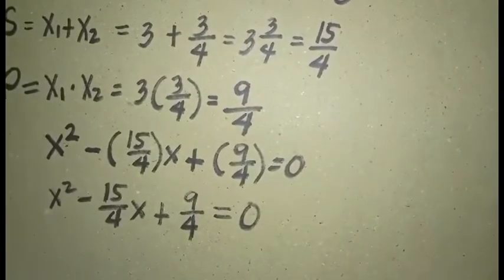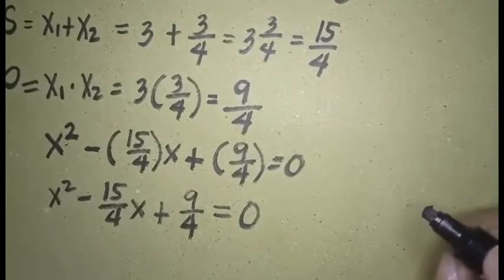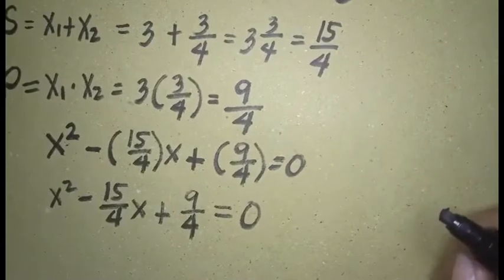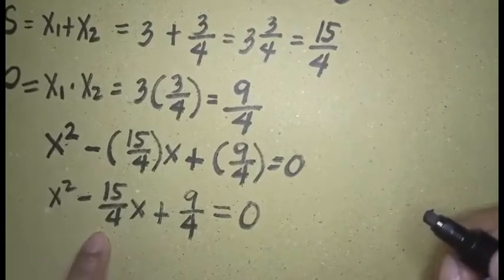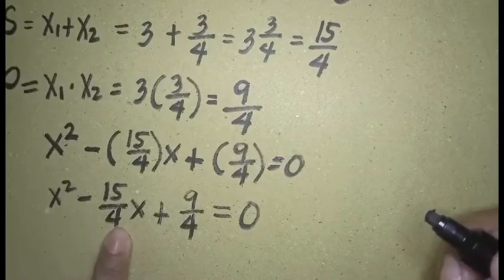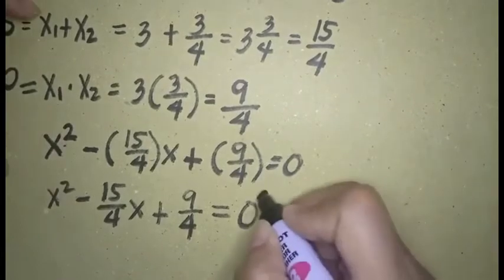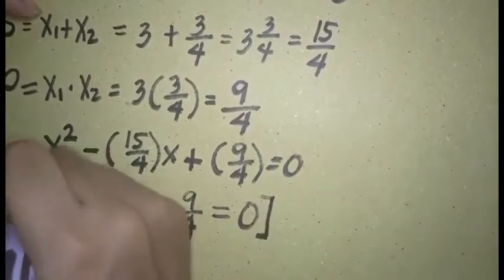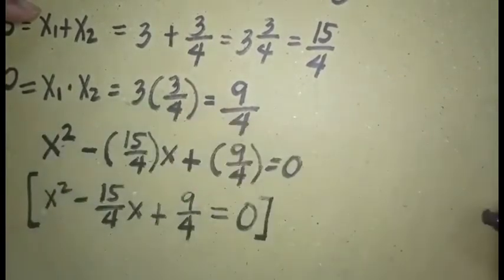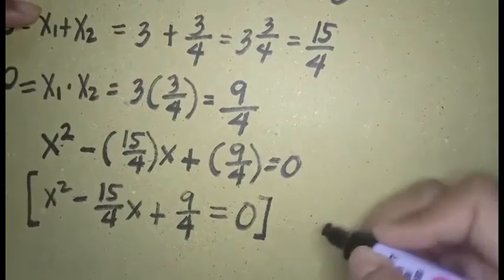Since we want to have whole numbers as values of our a, b, and c, we need to cancel out the denominator in our linear term and our constant term. So, we need to multiply the whole equation by the GCF of our denominators, which in this case is 4.